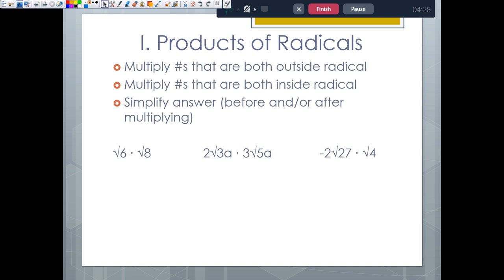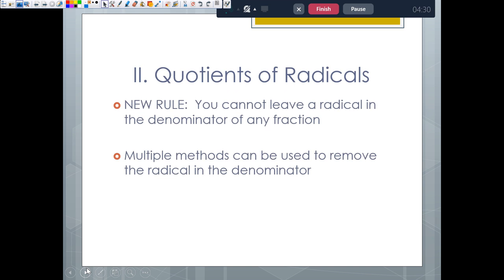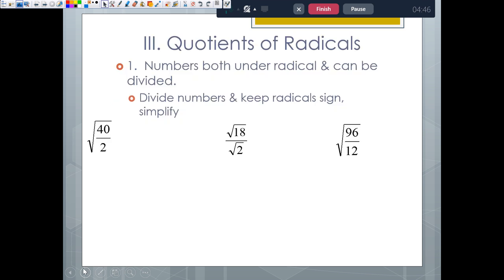With the quotient rule, so with quotients of radicals, there's a new rule here. You cannot leave a radical in the denominator of any fraction, okay? So there's multiple methods that can be used to remove the radical in the denominator. Our first method is if the number in the denominator goes into the numerator, okay?